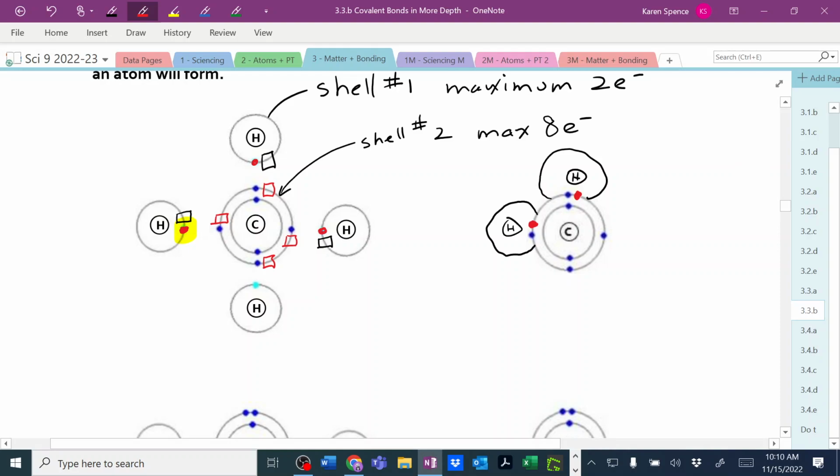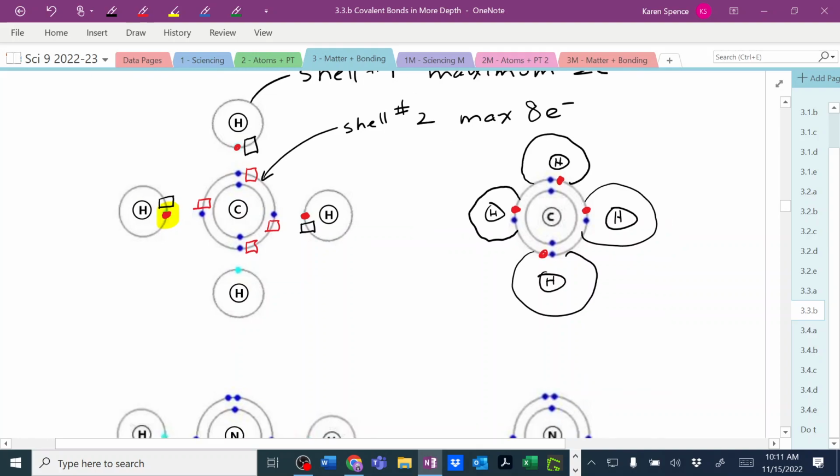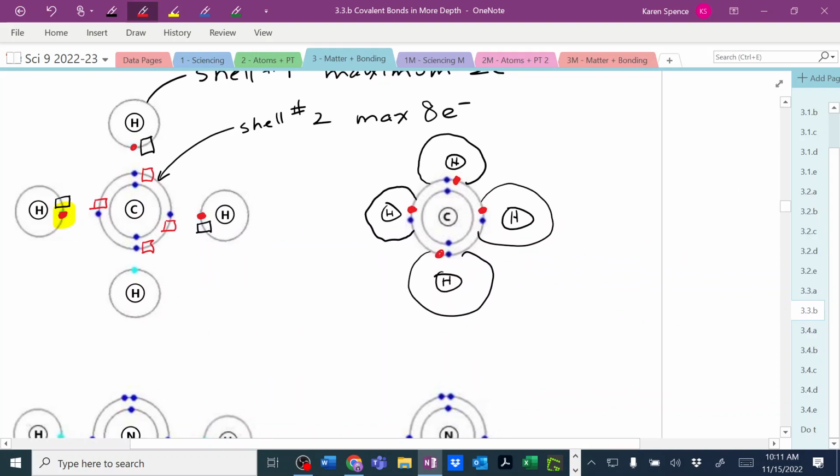And on the right-hand side, we've got another hydrogen here, providing 1 electron. And on the bottom, we have another hydrogen here, providing another electron. And if anyone is interested, this compound is known as methane. Have you heard of methane?